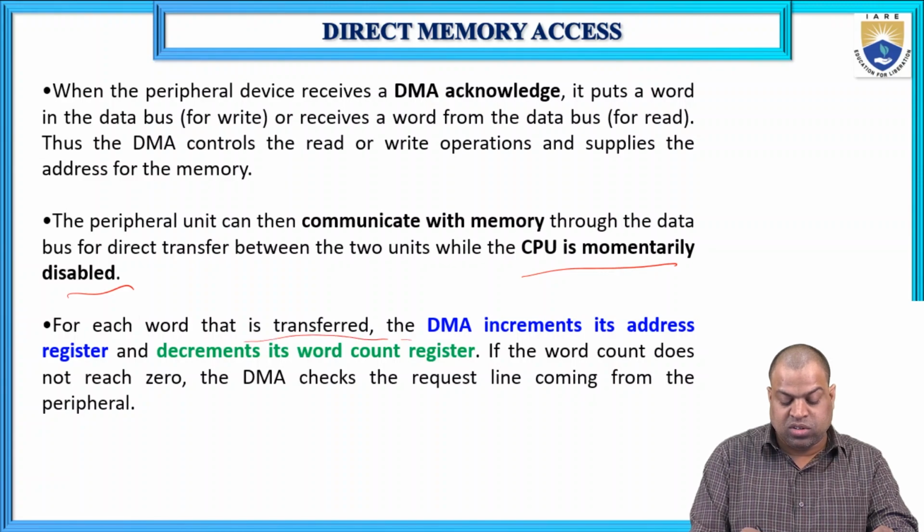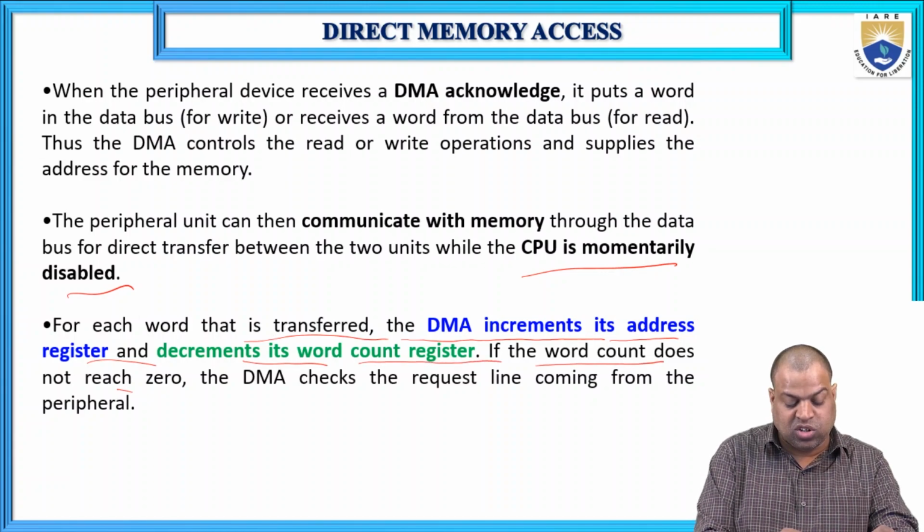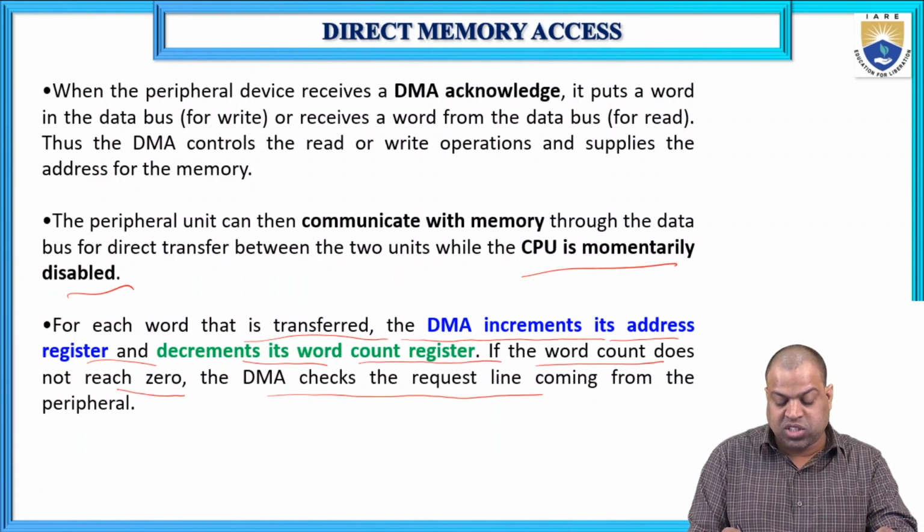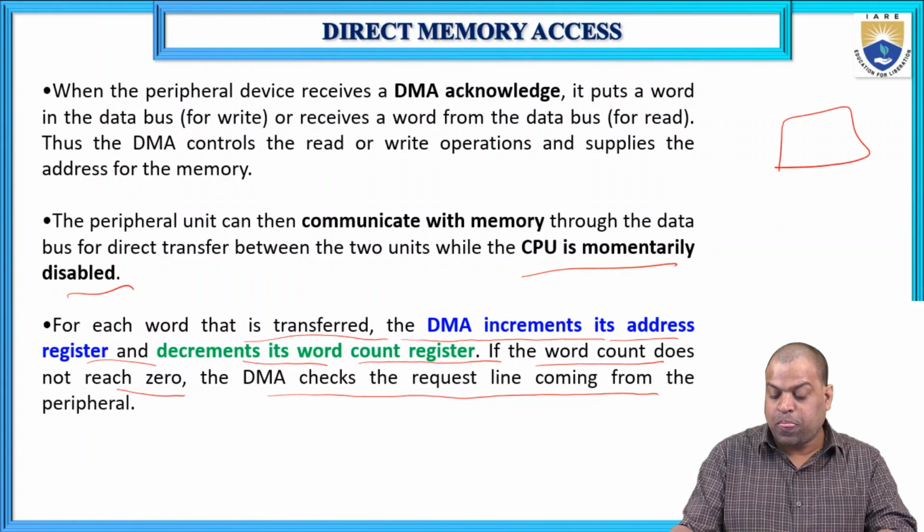For each word transferred, the DMA increments its address register and decrements its word count. If the word count does not reach 0, the DMA checks the request line coming from the peripherals. So the DMA is connected to the memory.